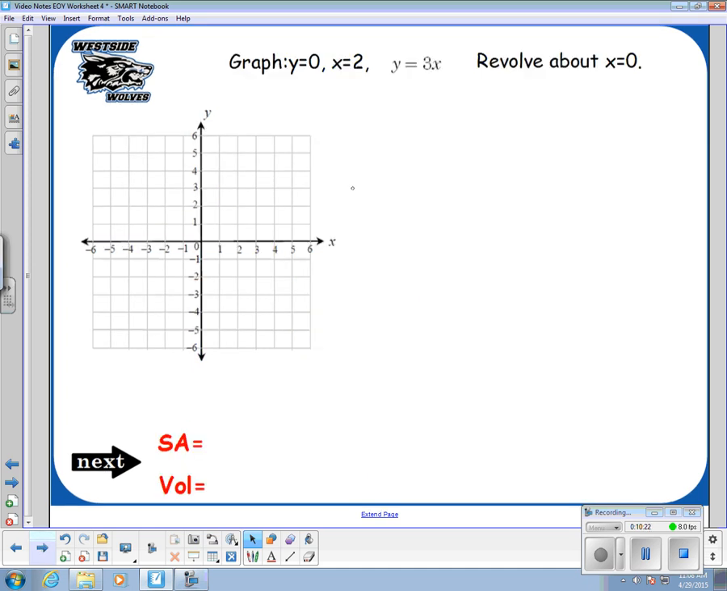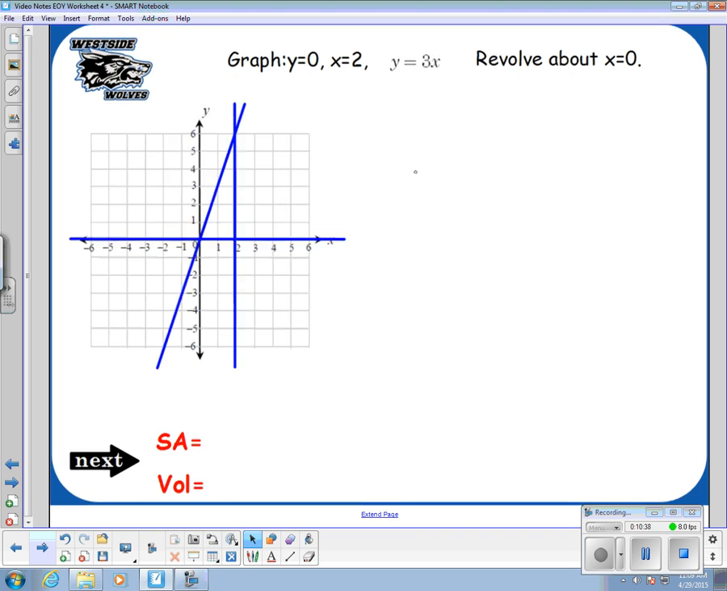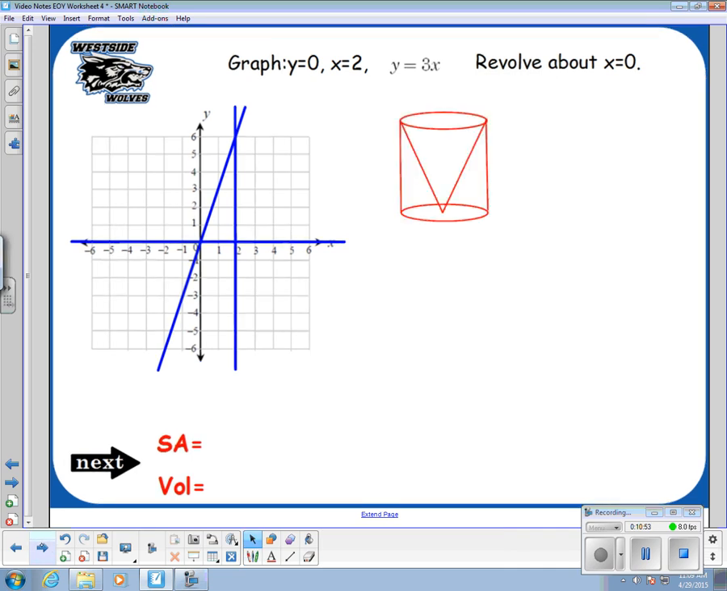All right, so here's another problem. Pause the video, graph it, revolve it about the axis, about x is equal to 0, and then get your surface area and volume. So here's your graph picture. Revolving about x is equal to 0. X is equal to 0 would be this line again, which is this axis. So x is equal to 0 is a vertical line. When we spin it around that, we get this picture. That is a cylinder with a cone removed. We're going to find the surface area and volume.